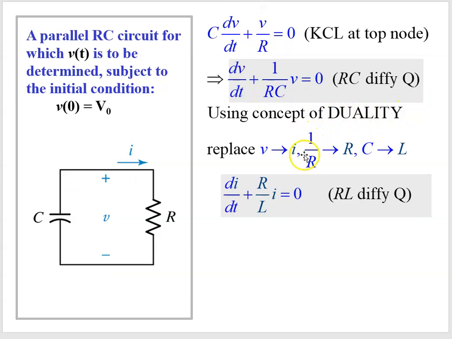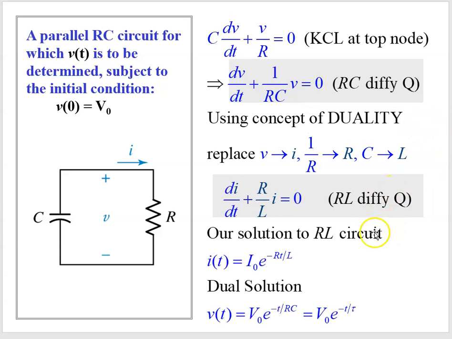Using the concepts of duality here, we can compare it to what we came up with for our differential equation for just an RL circuit. If we let our voltage go to current, and we let our 1 over R go to R, and we let our C go to L, we can see that these are the dual of each other. Since the differential equations are the dual of each other, we can use our solution to the RL circuit, where our current through the inductor was our initial current, I naught, e to the negative R over L times t.